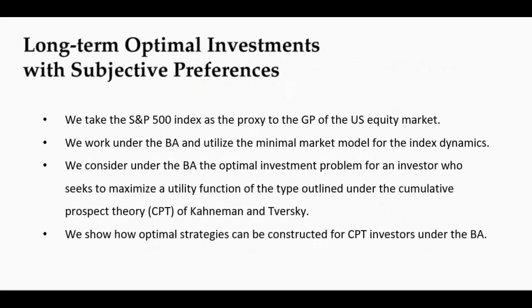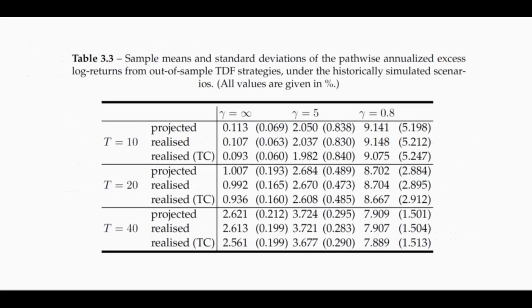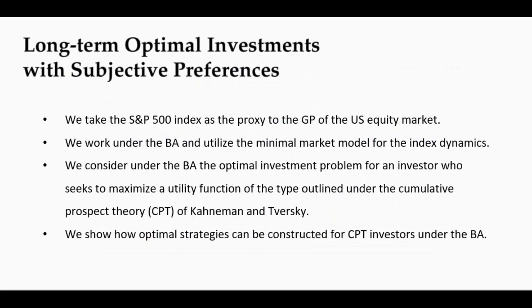So this is the target date funds. Next, we consider long-term auto investments with subjective preferences. Again, we use the S&P 500 as the proxy for the GP. And we work on the benchmark approach and the minimum market model. We consider an investor whose investment objective is not expected utility, but those under the cumulative prospect theory.